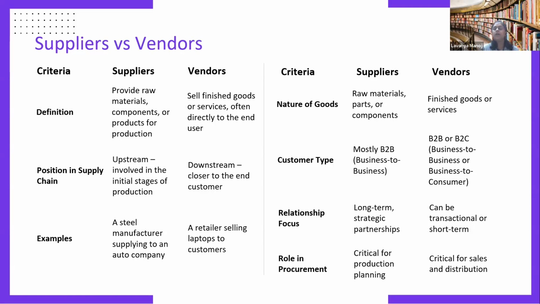The next criteria is nature of goods. Suppliers deal with raw materials, parts, spare parts or components, whatever it is. But vendors mostly deal with finished goods and services related to the goods. Customer type. Mostly suppliers deal with business to business. In most cases, 95% of suppliers deal with business to business, but vendors may deal with business to business and business to consumer as well.